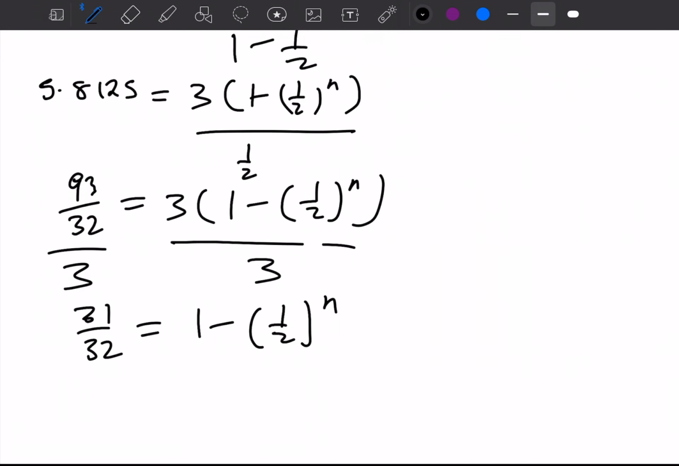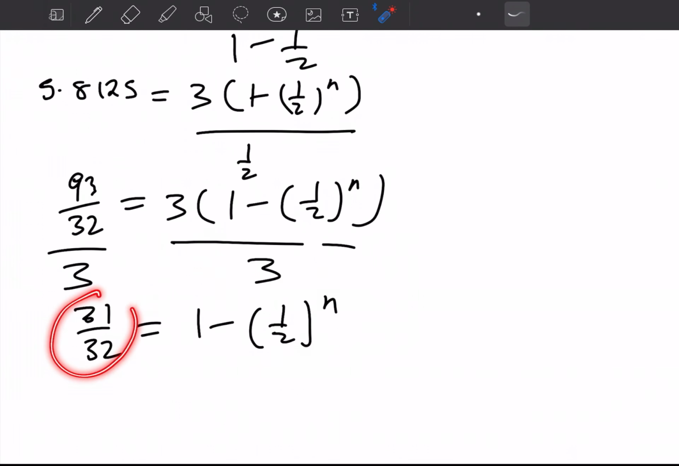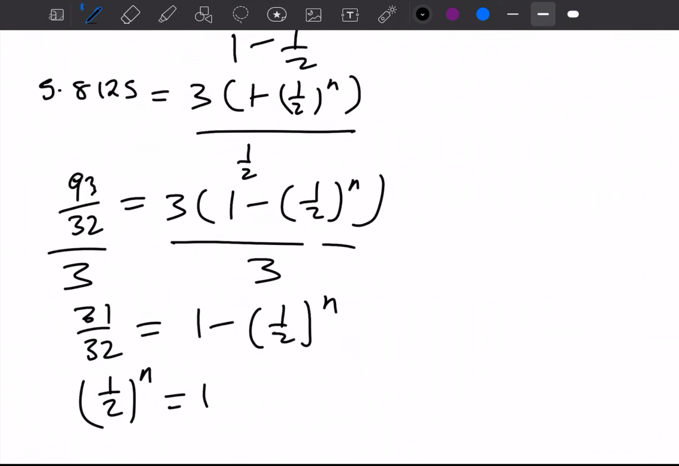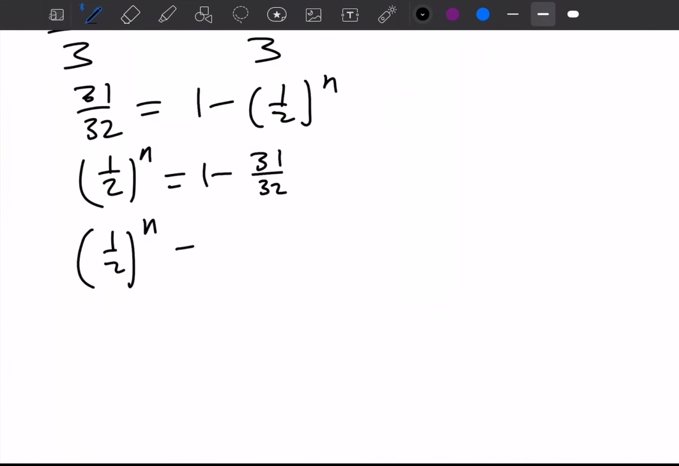Now let's solve for n. So let's just take this to the other side, and change sign to be positive, and take this to the other side, change sign to be negative. So you're gonna be left with half power n is equal to 1 minus 31 over 32. So what is 1 minus 31 over 32? If you punch that in your calculator, you're gonna get 1 over 32, positive 1 over 32.